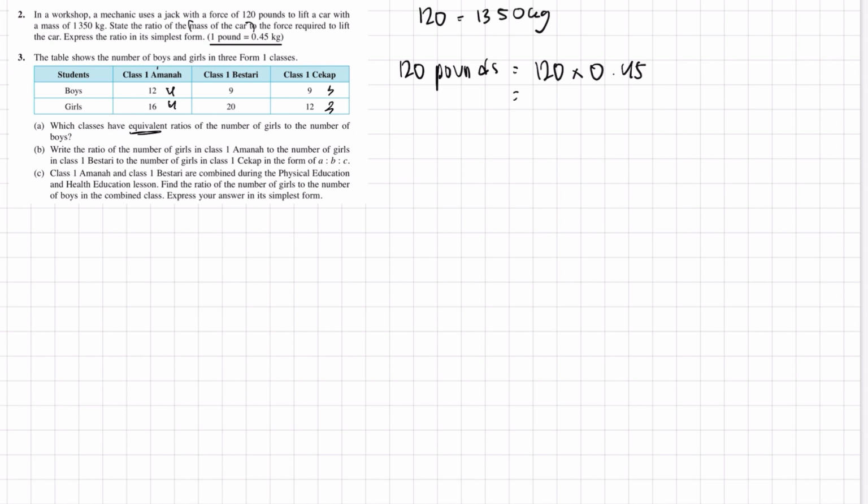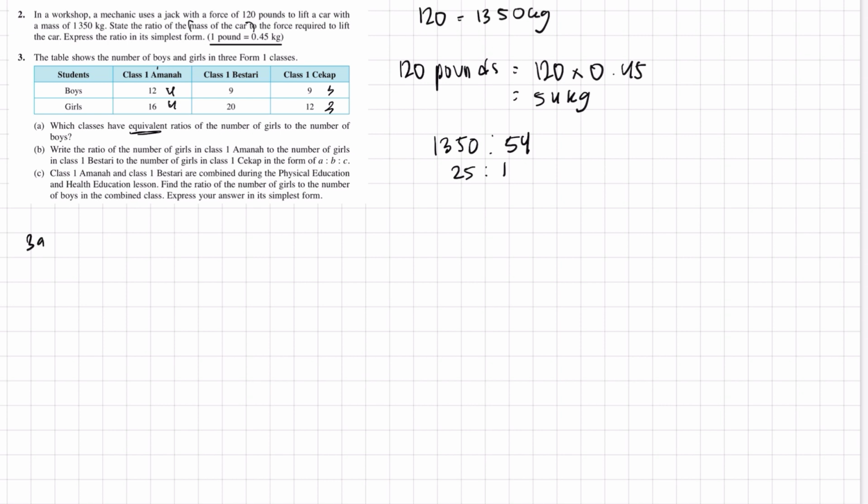We need to convert it to kilograms. So 120 times 0.45, which is 54 kilograms. So write the ratio of the car to the force required. The mass of the car is 1350 kilograms to 54. You need to simplify it, so we can get 25 to 1. So that is how you do number 2.